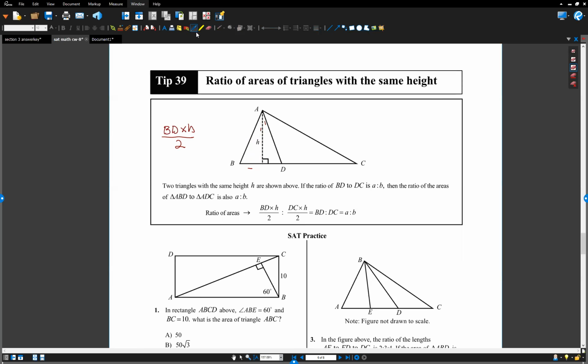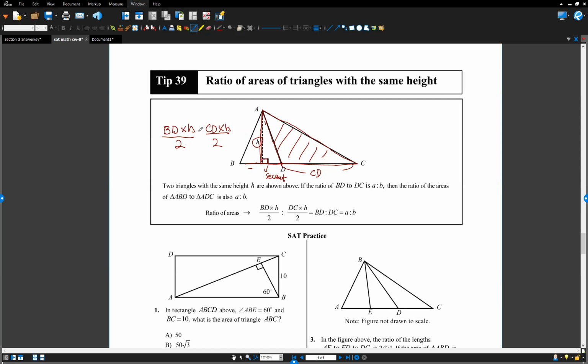Now take a look at the other side triangle. CD is the base. Where is the height? This is the same height when you extend it, right, the line over here. Height is always perpendicular to the extended base. This is the height, same height. Okay, what is the area of this triangle? CD times height, divided by 2.